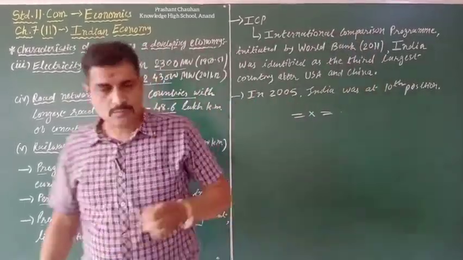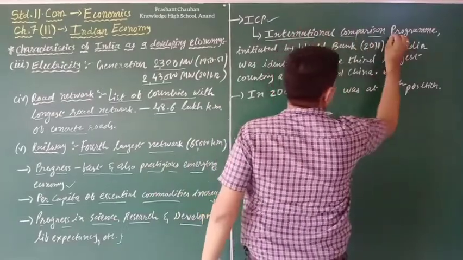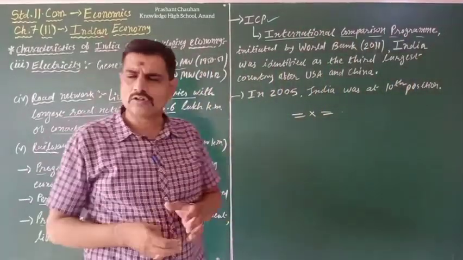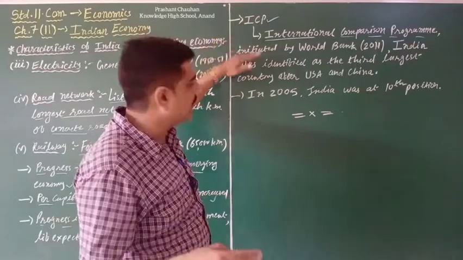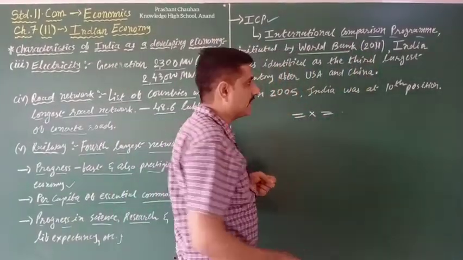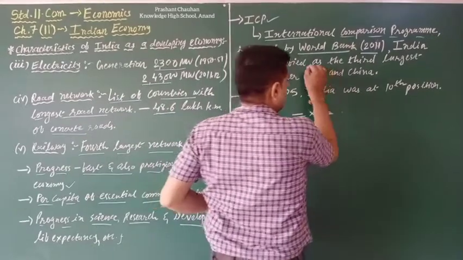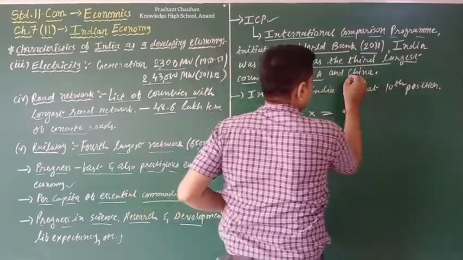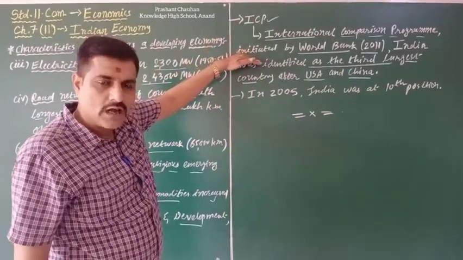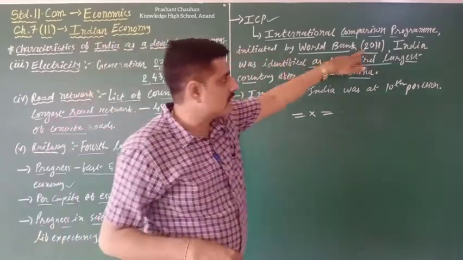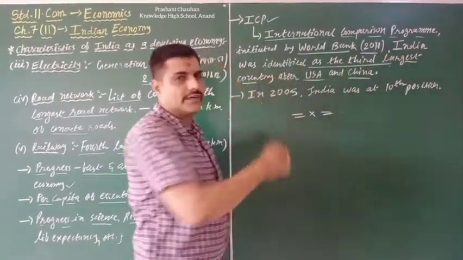So after the discussion, one other point is the ICP, the International Comparison Program. With any country we want to compare regarding all these facilities and development, economy related things, the comparison was started and initiated by the World Bank. If asked in the exam, remember it was started by the World Bank. In 2011, India was identified as the third largest economy after the USA and China. As per the ICP data in 2011, we are at the third place, the largest after the US and China.